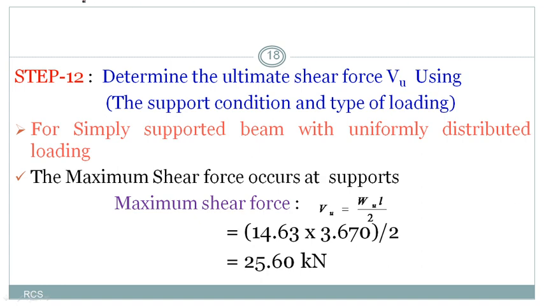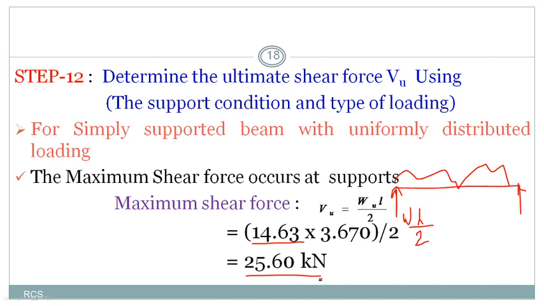Similarly, we have to check whether our slab is safe against shear or not. For a simply supported slab subjected to a uniformly distributed load, the maximum shear force will act at the supports. When a simply supported slab is subjected to UDL like this, the shear force at the support is WL by 2. You have learned this concept in your shear force and bending moment topics. So substitute the corresponding W and L values in the equation VU equals WL by 2, where W is the factored load and L is the effective length, and we will get the shear force as 25.60 kilonewtons.